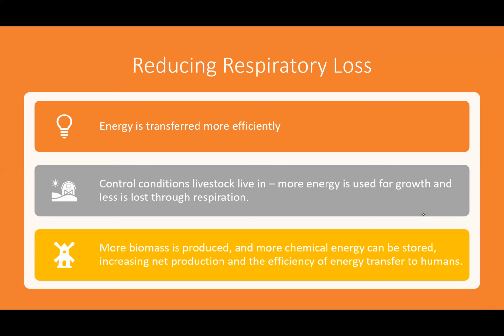But this reducing respiratory loss is a very traditional way of farming, and it now creates a lot of ethical concerns, because enhancing net production by keeping animals in pens raises a lot of ethical issues. So, for example, some people think that the conditions intensively reared animals are kept in cause the animals pain and distress. It restricts their natural behaviours, so it shouldn't be done. So it's why you see a lot more of organic farming or free range farming.